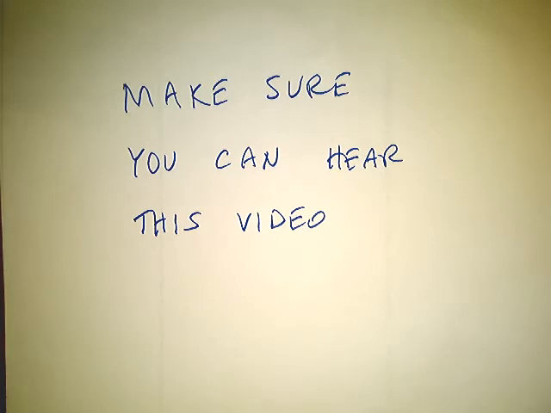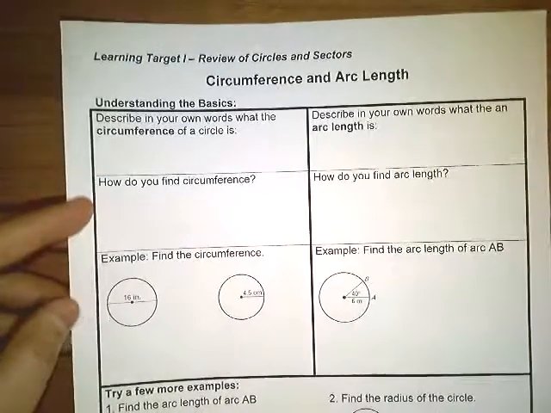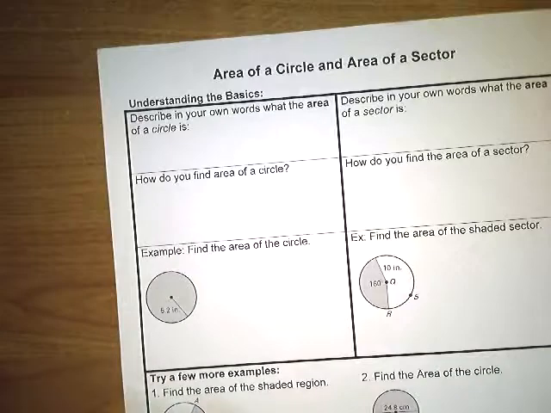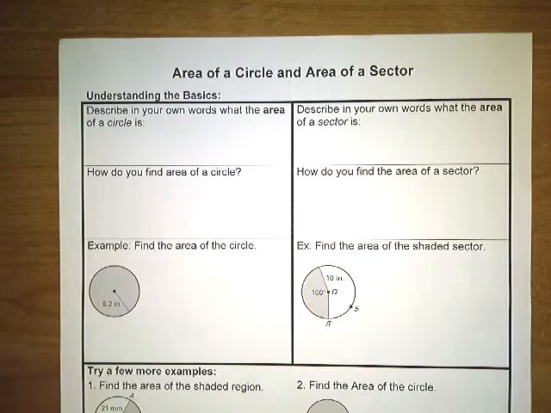Today is our review day. We're going to take our test on Learning Target I tomorrow, and I've provided the sub with a single handout that looks like this. It says Learning Target I, Review of Circles and Sectors. On the front side, it's the review of circumference and arc length, and on the back is the review of area of a circle and area of a sector.